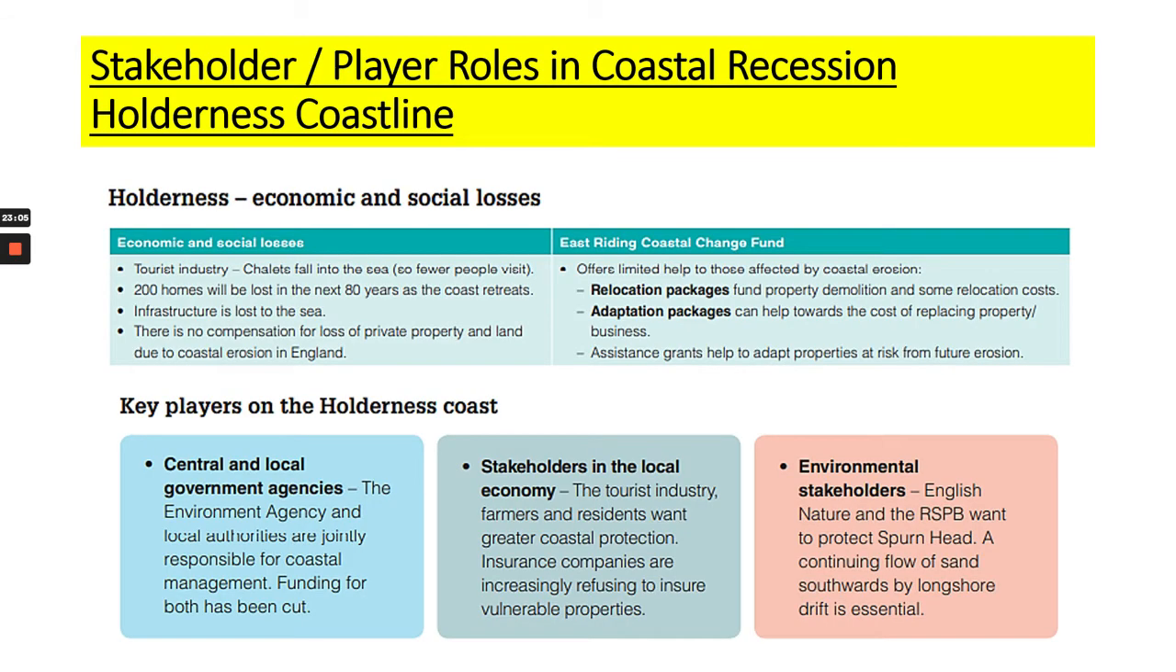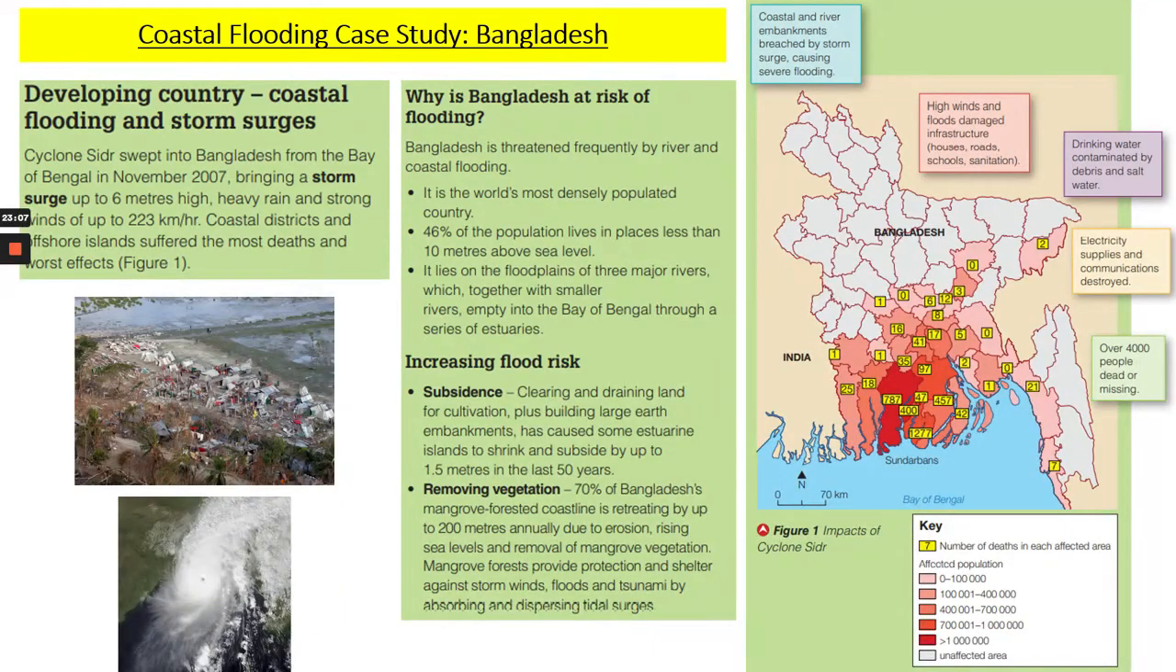So finally, on to our last idea of this topic, and that is surrounding Bangladesh as a 2007 coastal case study for flooding. Now, the flooding that happened in November 2007 was mainly due to Cyclone Sidr, and Cyclone Sidr went into Bangladesh from the Bay of Bengal and it brought a storm surge of 6 metres high.